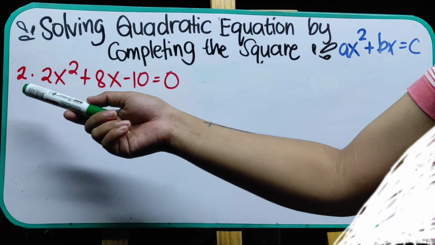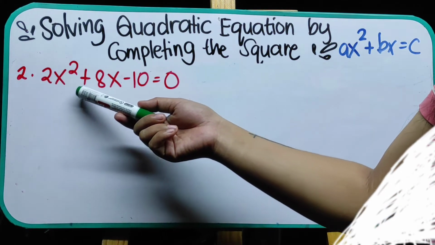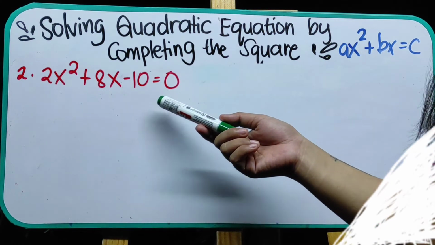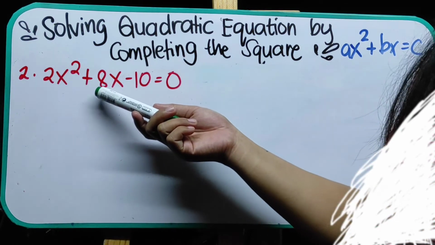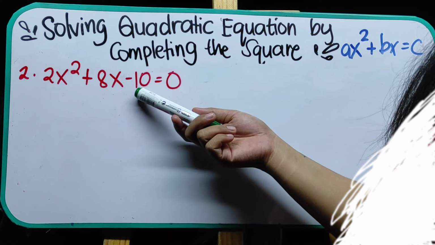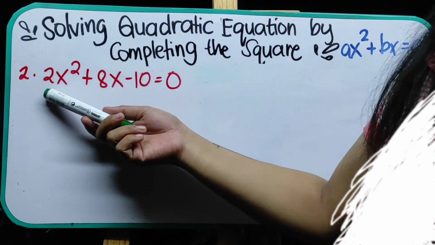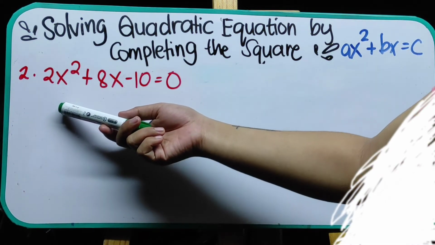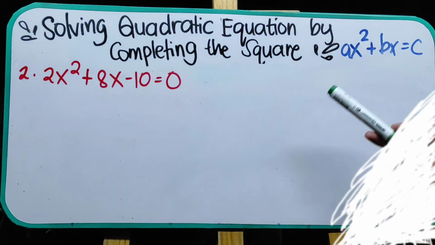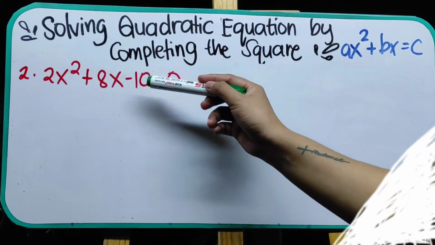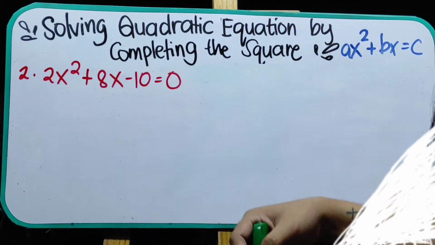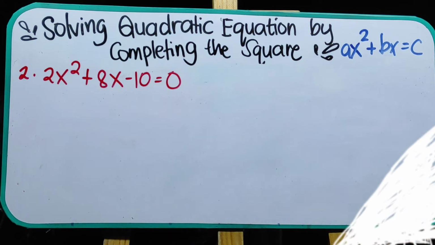Okay, here in example number 2, we have 2x squared plus 8x minus 10 equals 0. Example number 2, the value of a is 2, the value of b is 8, and the value of c is negative 10. This is written in standard form. So, ang first step po natin lagi ay i-rewrite siya in the form ax squared plus bx equals c. So, ang ating constant term, kailangan ay mailipat natin dito sa right side ng equal sign. So, paano po natin gagawin yon?